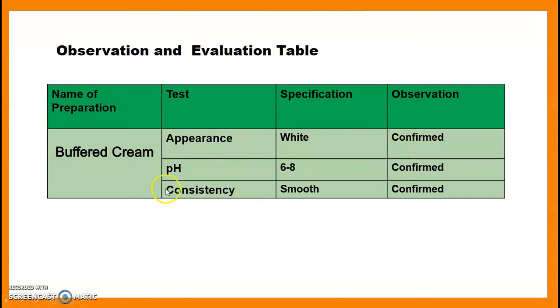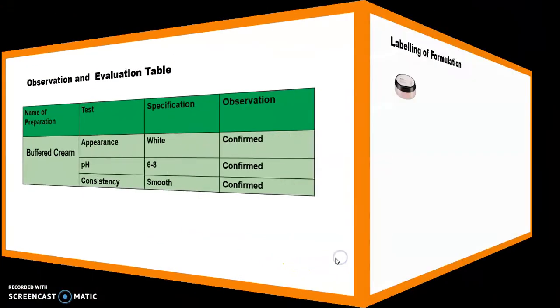We confirm that test pH is between 6 to 8. We confirm that test consistency is smooth. We also confirm that test. In this way, all the evaluation tests are performed on our buffered cream and it passes and confirms that test. In this way, our cream is evaluated. After that, we move toward the labeling.